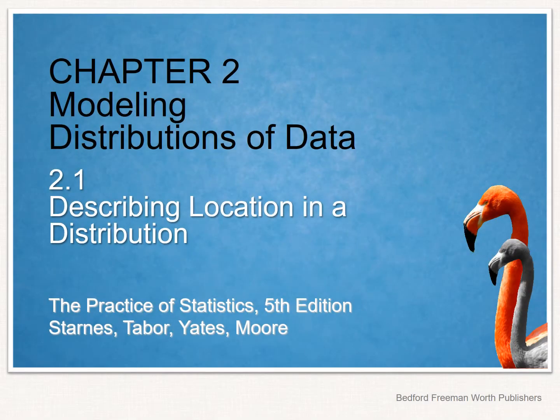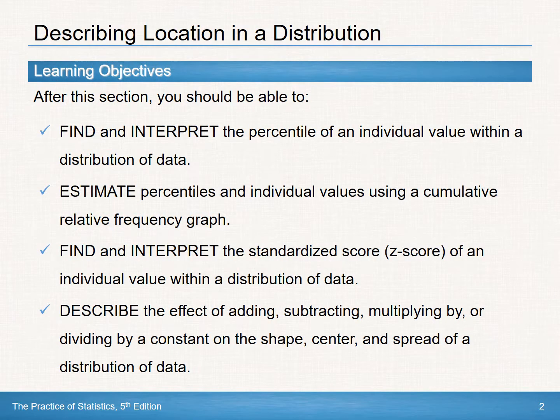In this chapter, we're talking about modeling distributions of data. In this specific section, we're talking about describing a location of a distribution. There are several objectives we're going to focus on today. Mainly, we're going to talk about percentiles, cumulative frequency graphs, and also talk about a standardized score or z-score.